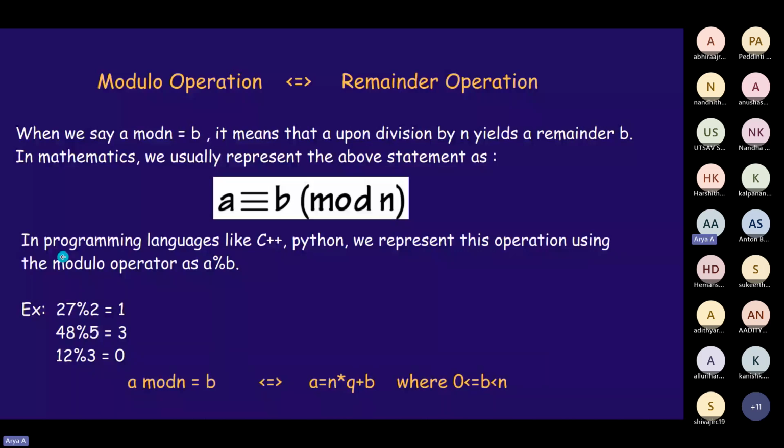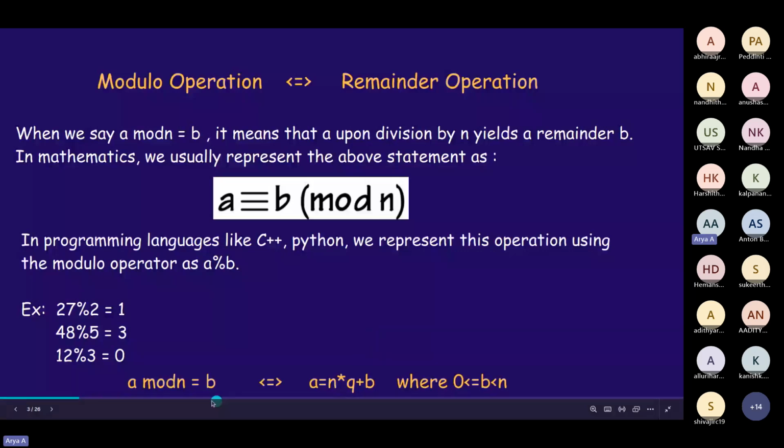So in programming languages like C++ and Python, we represent this operation using the modulo operator, which is nothing but a percentage symbol. So A mod B. You can look at these examples right here, so they'll be easy to understand. 27 mod 2 is 1, 48 mod 5 is 3, 12 is divisible by 3, so hence the remainder is 0. So 12 mod 3 is 0.